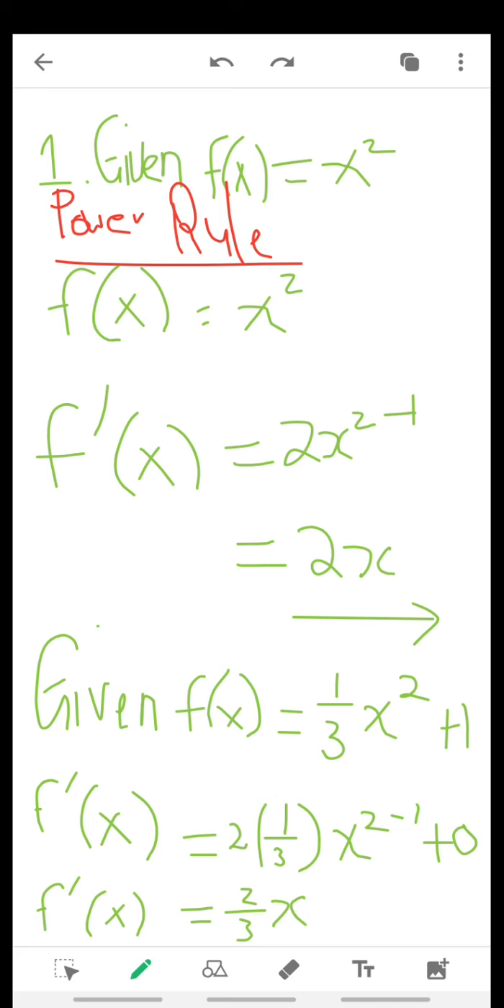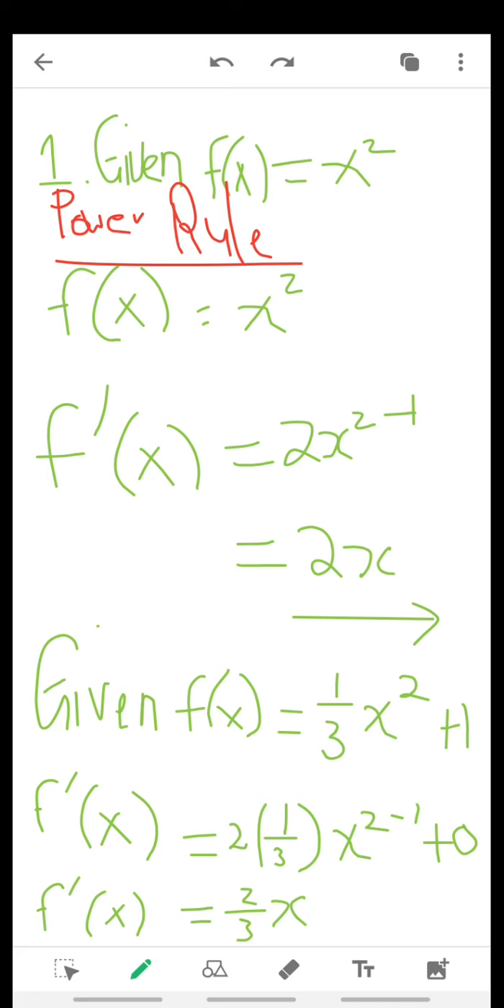Now we are given f of x equals to 1 over 3 x squared plus 1. So we need to find the derivative of f. So what did the power rule say? You drop the 2 in here in front to multiply with the number that is already there in front. So 2 times 1 over 3 is 2 over 3, like I've done there. And then minus a 1, we are left with an x.